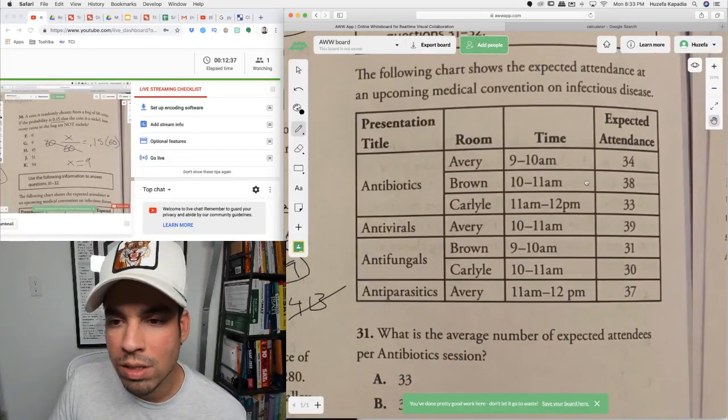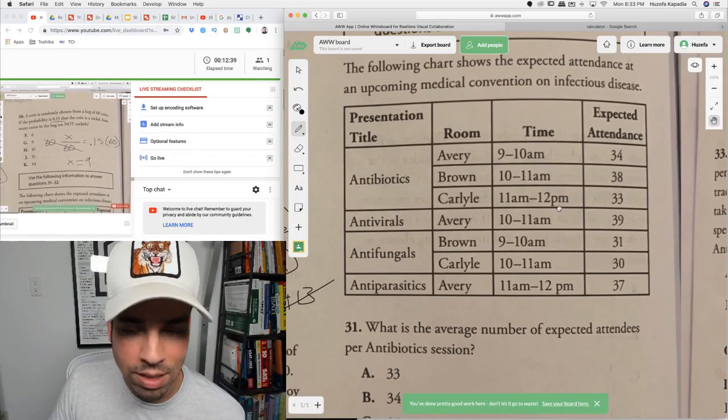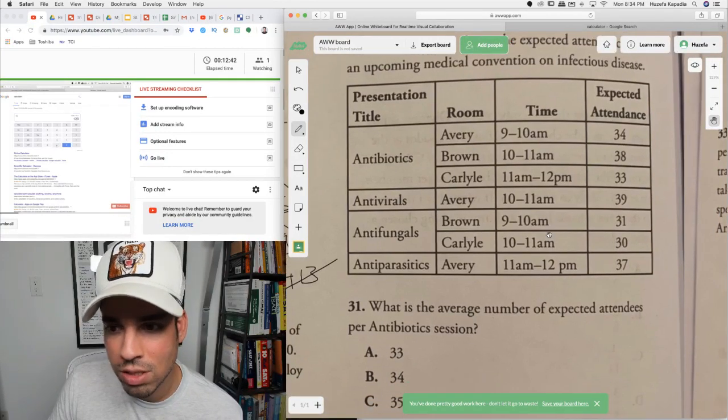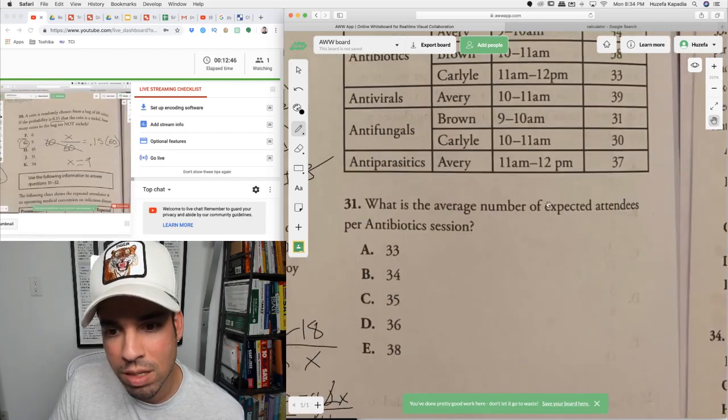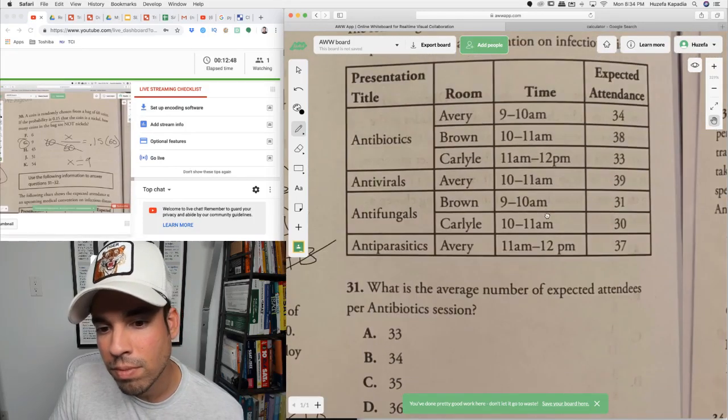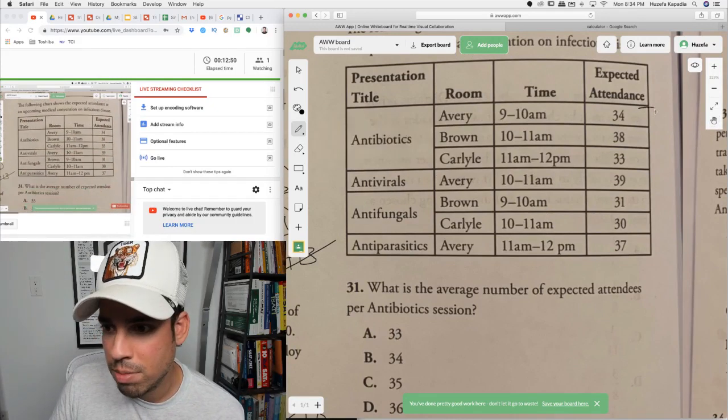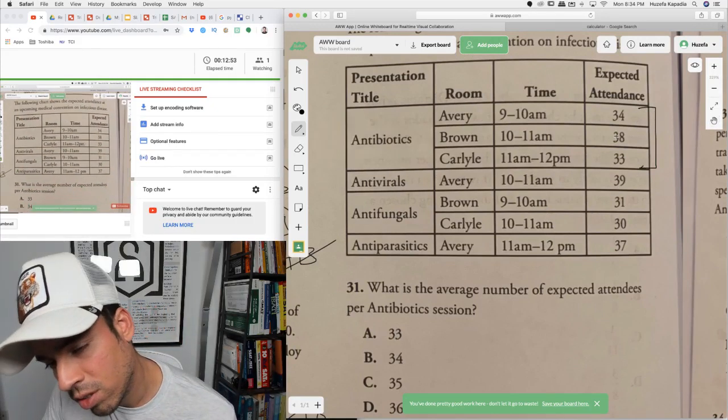The following data chart shows the expected attendance at an upcoming medical convention on infectious disease. What is the average number of expected attendees per antibiotics section? Here is my antibiotics section. What is the average number of expected attendees?